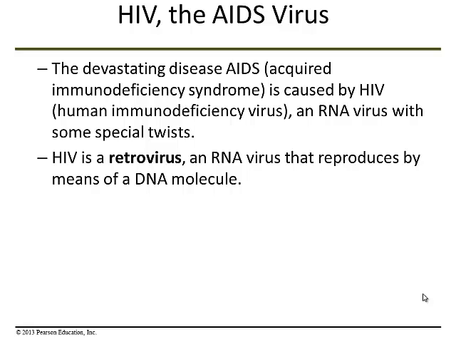So, another very nasty virus that you've probably all heard about, a devastating disease called AIDS, is caused by something called the human immunodeficiency virus. Now, this virus particularly targets cells that are responsible for helping you get better during an immune response. It's an RNA virus with some special little twists. It's what we call a retrovirus, an RNA virus that reproduces by means of a DNA molecule. So it kind of works backwards.